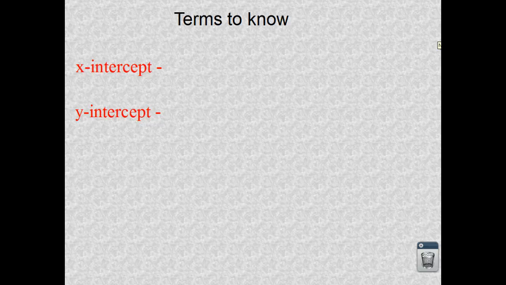Okay, a few terms to know. Please take out your journals, write down these two terms, and you can define them and bring those to class with you.